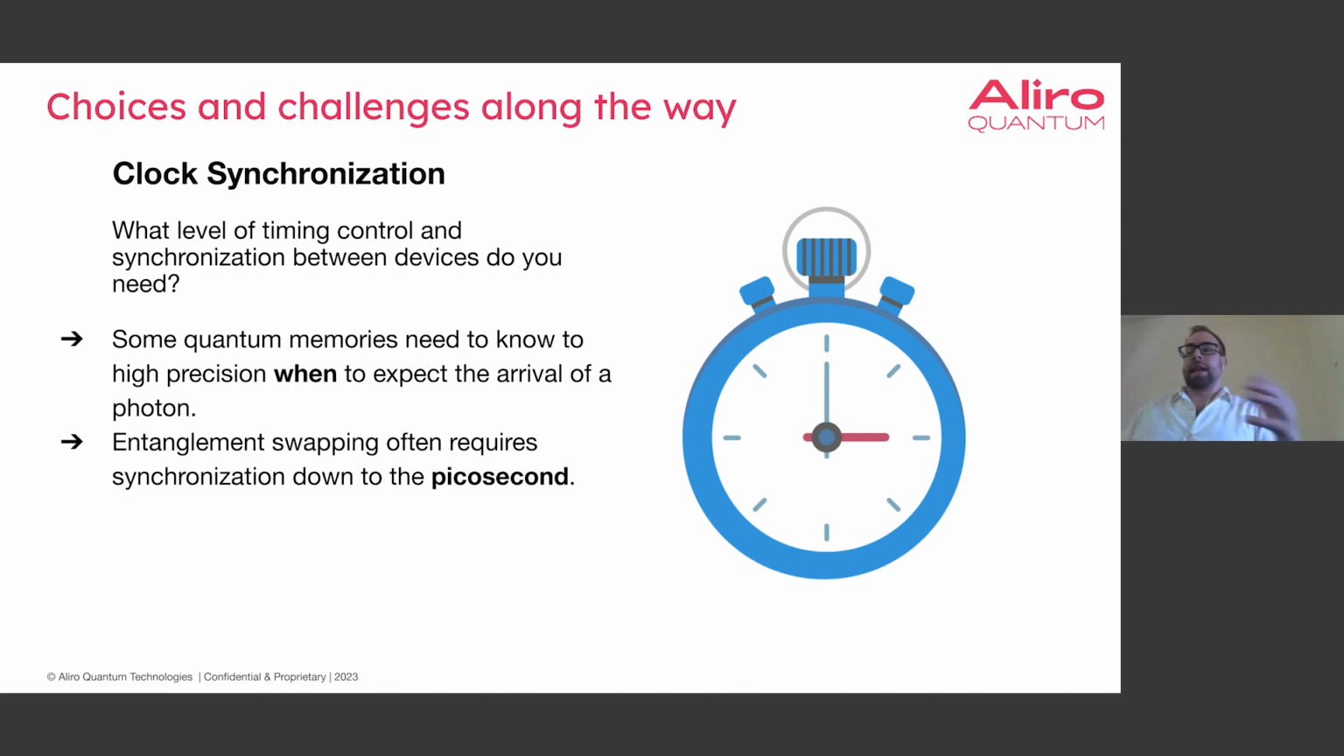Another example is in entanglement swapping. There are various ways of doing entanglement swapping, but it often requires you to have high synchronization, often down to the picosecond level, between when your photons will arrive at this repeater. And so having this high time precision is a challenge, but it's doable. But you have to understand how you're going to be going about that in your context.